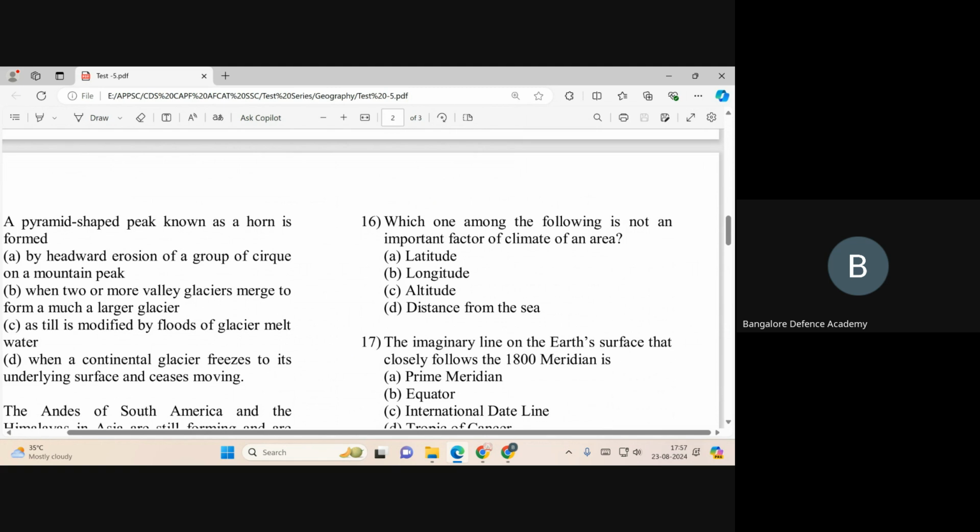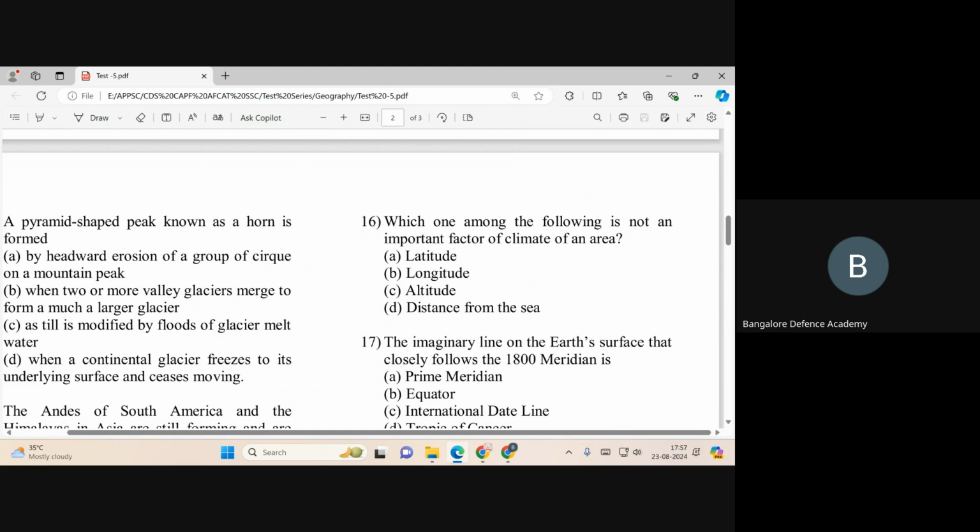See, they are asking which of the following is not an important factor. It is not an important factor. How many think latitude is the answer? How many think longitude is the answer? Okay. How many think altitude is the answer? So how many think distance from the sea is the answer? Okay. So only one is correct. The longitude is the answer.